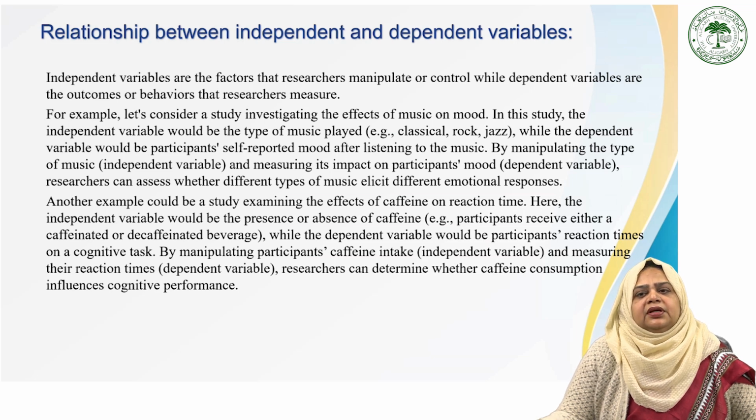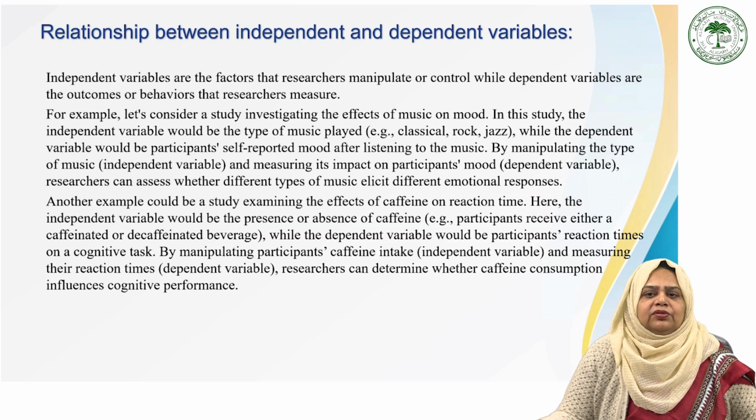Understanding the relationship between independent and dependent variables is crucial in scientific research. By systematically varying independent variables and observing their effects on dependent variables, researchers can draw conclusions about cause and effect relationships, and this process allows them to investigate the impact of different factors on various outcomes. Whether it is studying the influence of music on mood or the effects of caffeine on cognitive abilities, identifying and manipulating these variables enables researchers to uncover valuable insights.